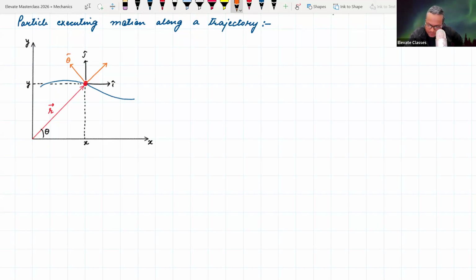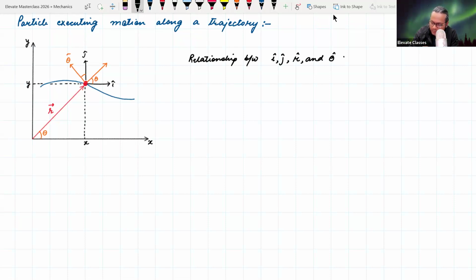So geometrically, if this is theta, then so is this, and so is this. Okay, these are all theta. Now I want to find out the relationship between i cap, j cap, r cap and theta cap. We can quickly find it out.